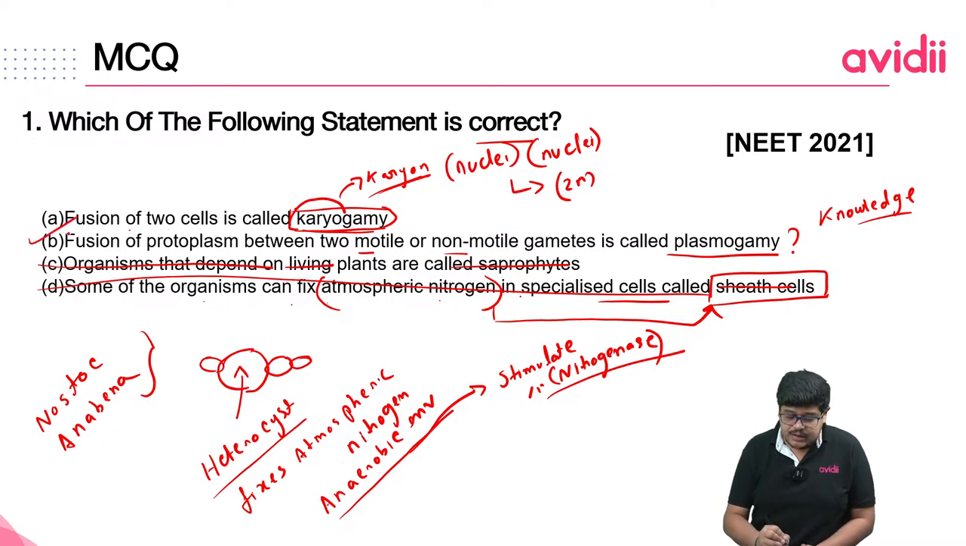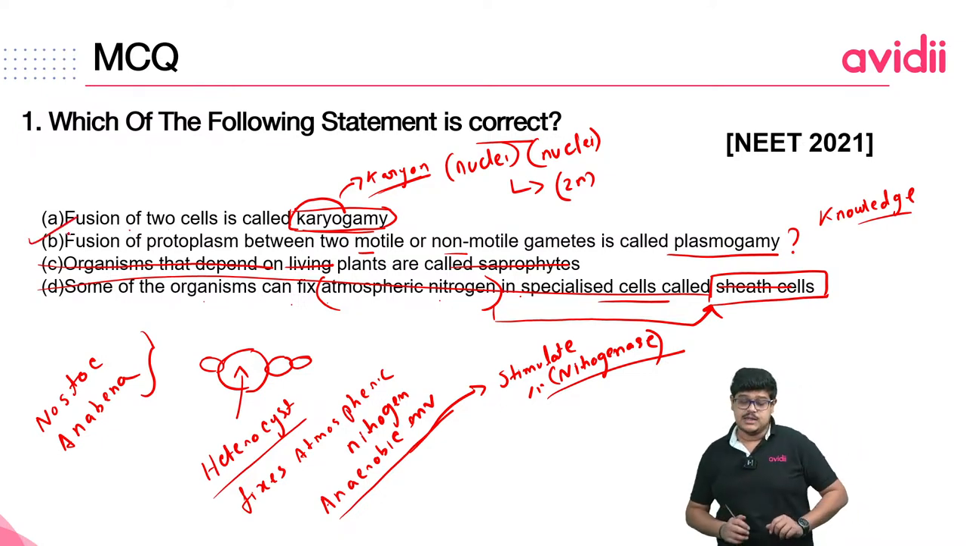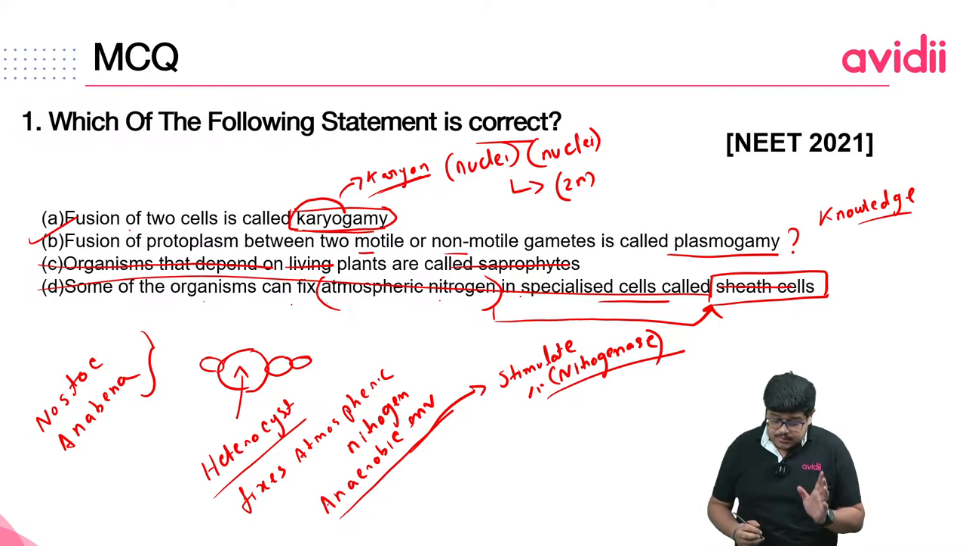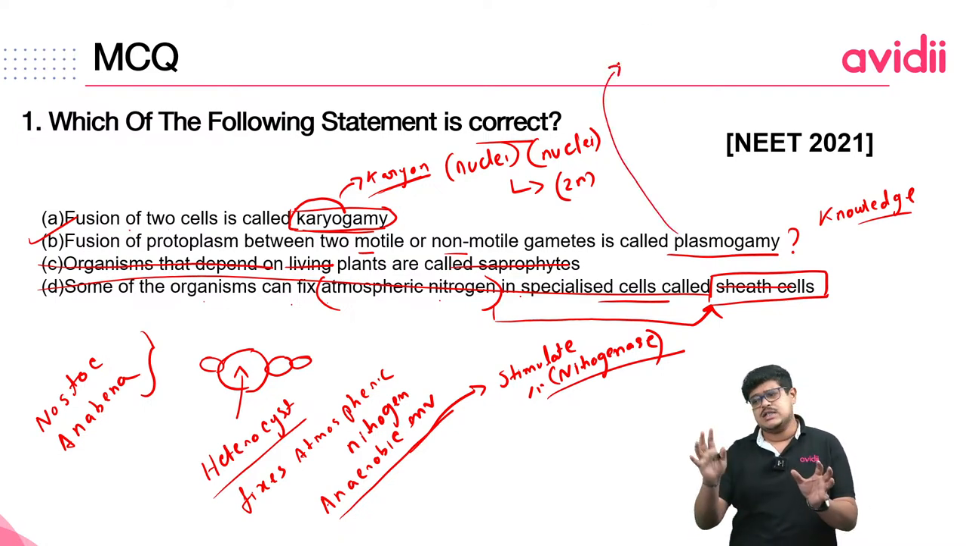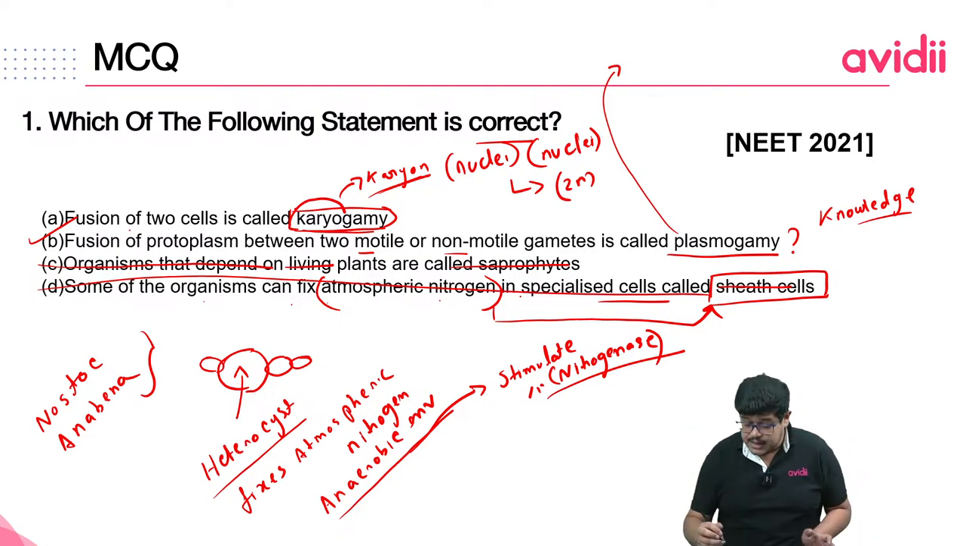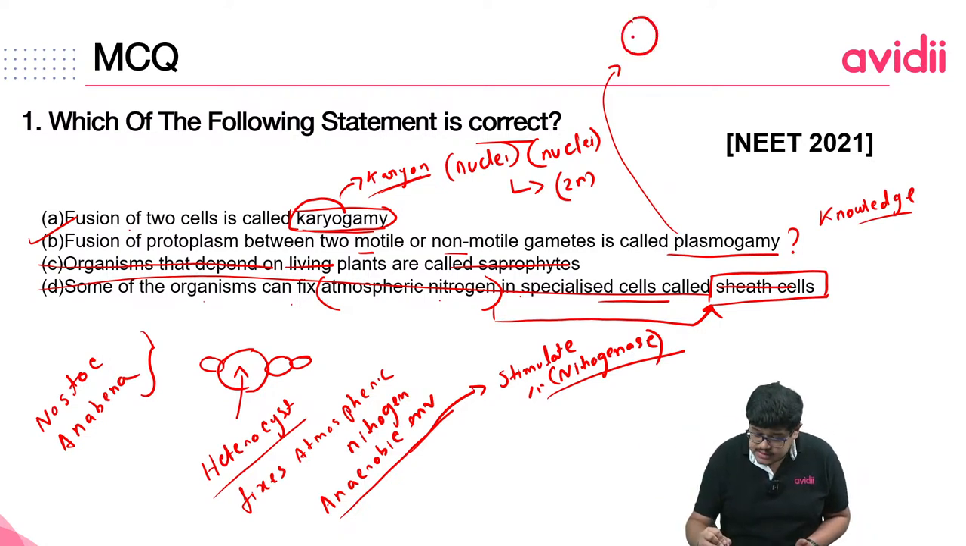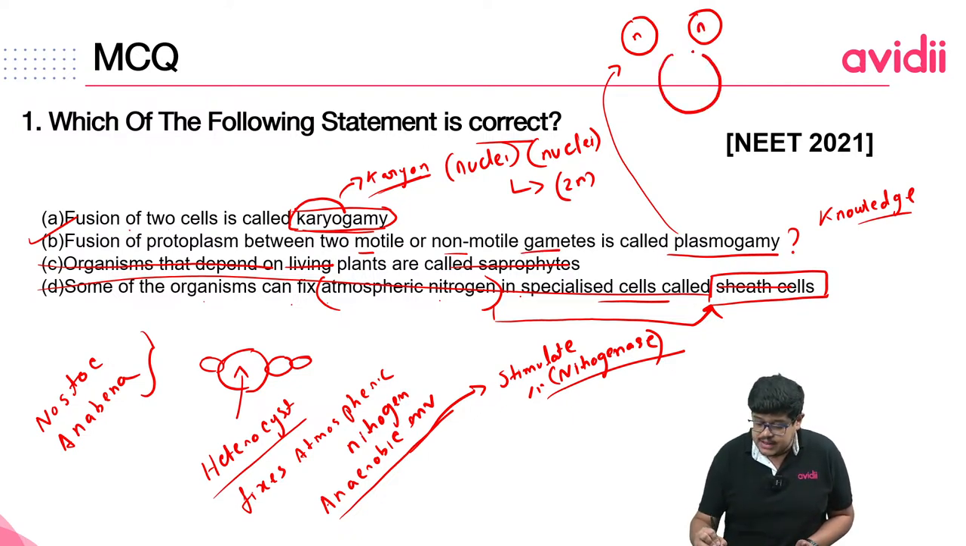सो वी आर लेफ्ट विद द ऑप्शन बी, दैट फ्यूजन ऑफ प्रोटोप्लाज्म बिटवीन टू मोटाइल एंड नॉन मोटाइल गैमेट्स इज कॉल्ड प्लाज्मोगैमी. अगर हम लोग देखें ये क्या बोलना चाह रहे हैं तो फ्यूजन, द प्रोटोप्लास्ट ऑफ टू स्पेसिफिक सेल्स जब पास आ रहा है, तो ये रहा एक सेल, इसके अंदर हो गया एक हैप्लोइड, क्योंकि ये बोला है गैमेट तो ये हैप्लोइड हो जाता है. देन यू नो दैट देयर इज अ स्टेज दैट विल कम लाइक दिस, और आई कैन ड्रॉ इट हियर. देयर इज अ स्टेज दैट विल कम लाइक दिस वेयर वी विल हैव बोथ द एंड हियर, राइट.